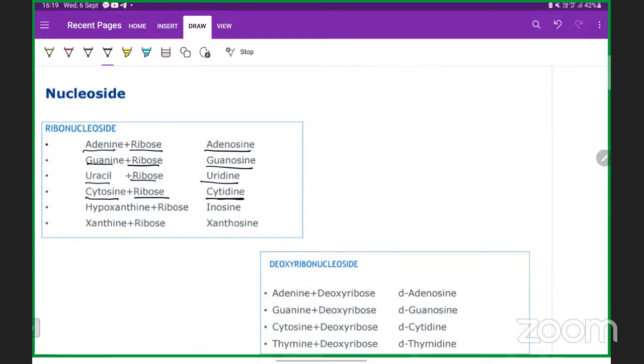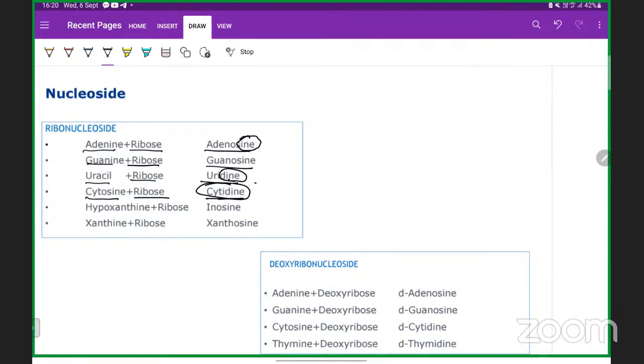Purines and pyrimidines. Purines end with INE. Therefore, the adjacent structure will also have an INE at the end. Whereas pyrimidine ends with DINE. Therefore, your uridine and your cytidine are going to end with DINE.